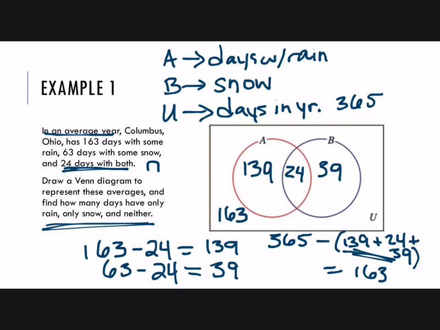And now the only thing that we have left to do is to answer these questions. Find how many days have only rain. Well, that's 139. Only snow, that was 39. And then neither, 163. So the work's already been done for those, but to answer those correctly, you just need to be able to identify the correct region of the Venn diagram.